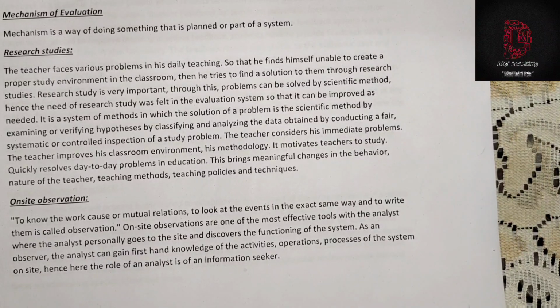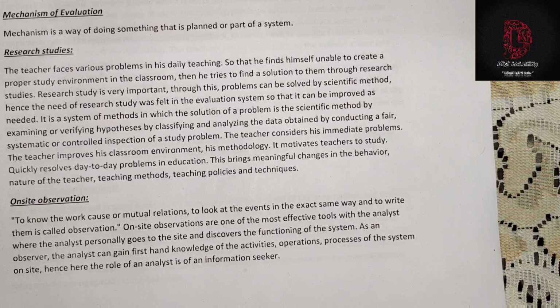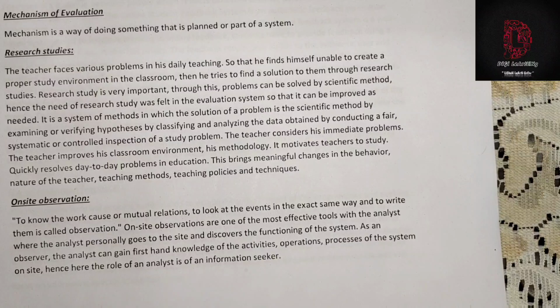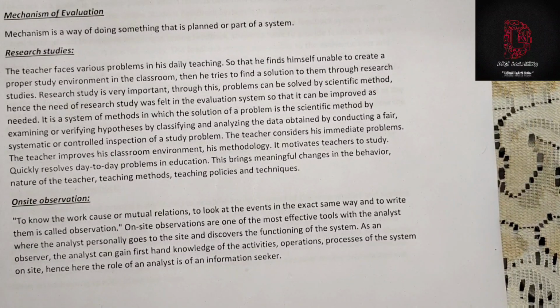Next comes on-site observation. To know the work, cause, or mutual relations, to look at the events in the exact same way and to write them down is called observation. On-site observation is one of the most effective tools for the analyst, where the analyst personally goes to the site and discovers the functioning of the system.